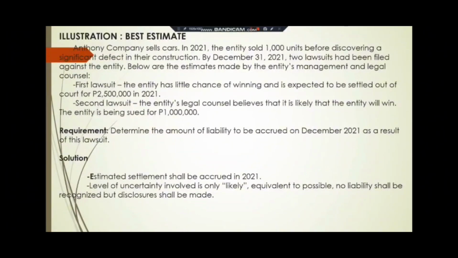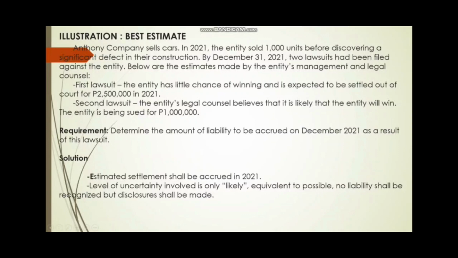Illustration, best estimate. Anthony Company sells cars. In 2021, the entity sold 1,000 units before discovering a significant defect in their construction. By December 31, 2021, 2 lawsuits have been filed against the entity. Below are the estimates made by the entity's management and legal counsel. First lawsuit, the entity has little chance of winning and is expected to be settled out of court for $2,500,000 in 2021. The second lawsuit, the entity's legal counsel believes that it is likely that the entity will win. The entity is being sued for $1 million.